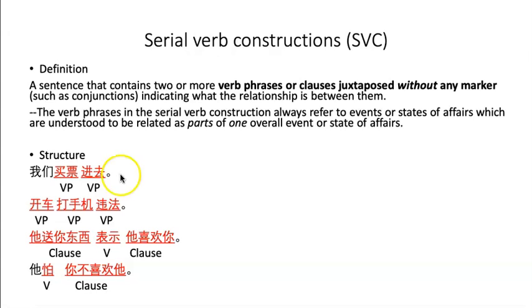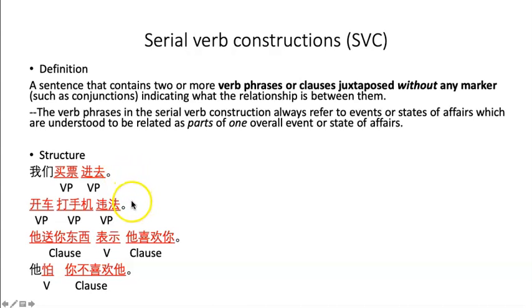And let's look at the two verb phrases. They both belong to one event, two parts of one overall event. In this case, we bought tickets and went in. So buying tickets and going in, these are part of this one overall event of buying tickets, and then after that we went in. So that's two parts of one overall event.